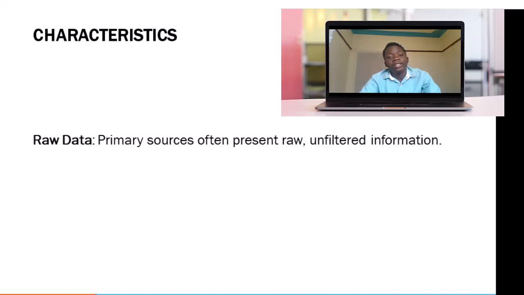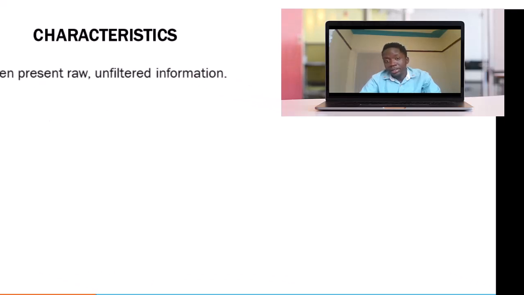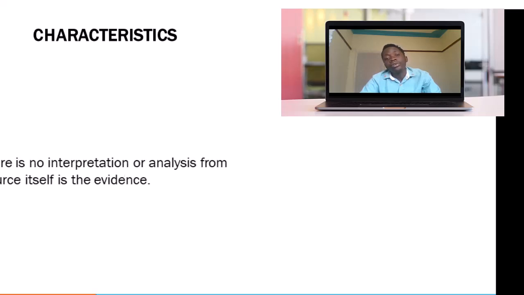The other thing is that they give us raw data, meaning information which has not been filtered. You can look at something as it appears. That is raw data. When you go into the details of it, that's when you will discover other things later. But when you see it in an unfiltered way, it means it's a primary source of information. That's another characteristic of primary sources.